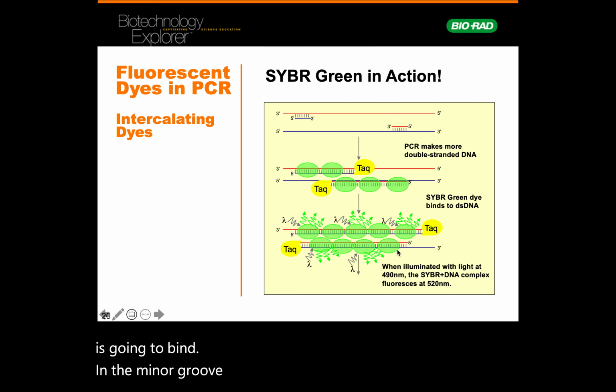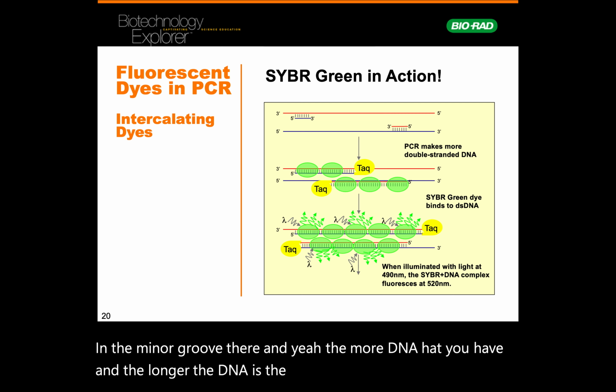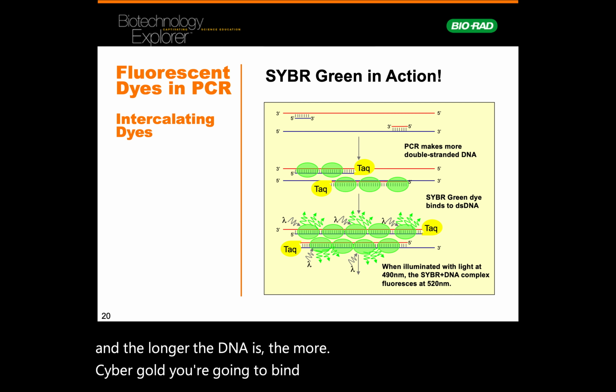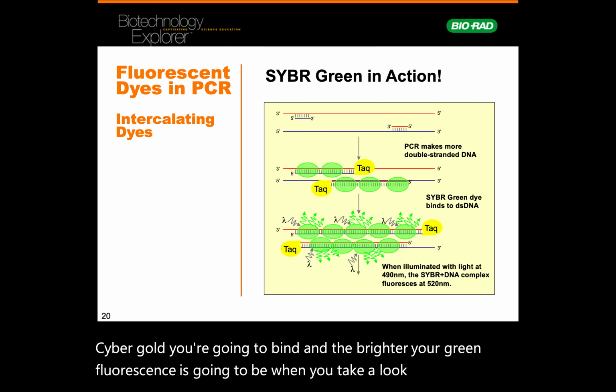And yeah, the more DNA you have and the longer the DNA is, the more SYBR Green you're going to bind. And the brighter your green fluorescence is going to be when you take a look at it in between each cycle. So there you go. That's how you quantify the amount of DNA.